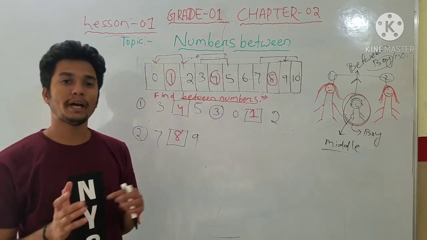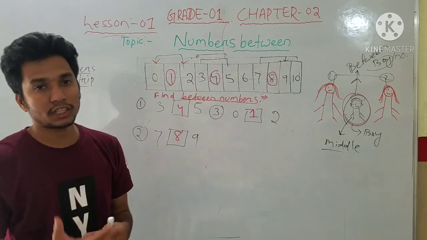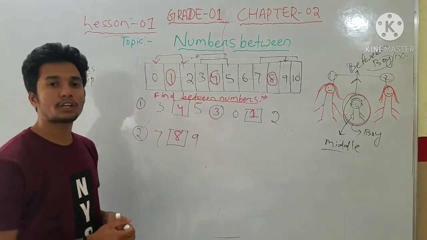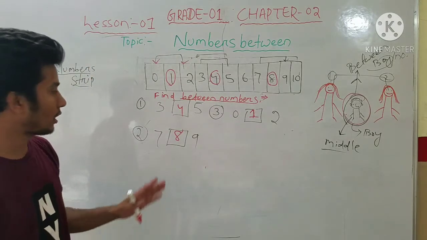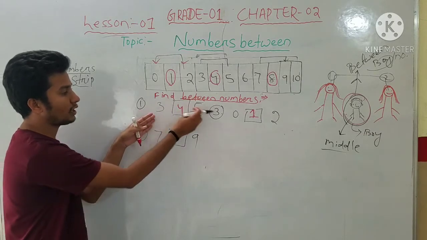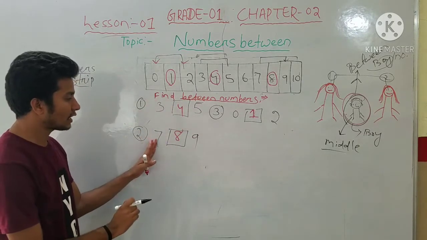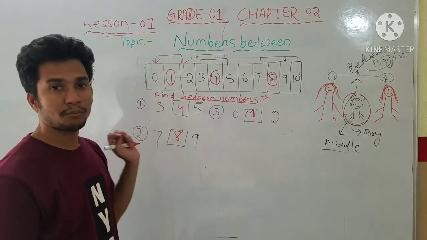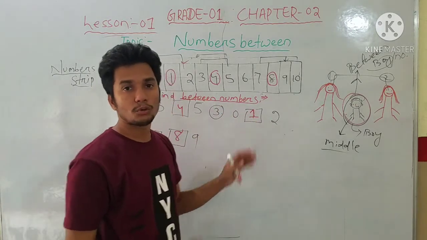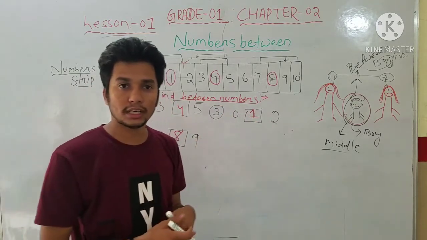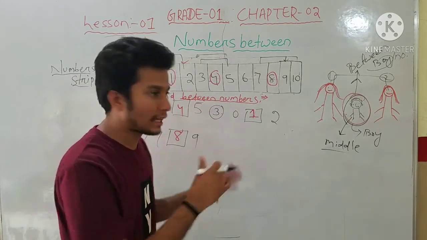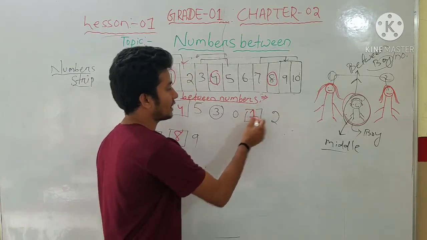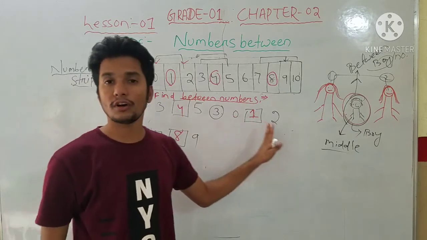Okay students, using a number strip, or by counting forward, we can identify the between numbers. Always you have to count forward from your left side. 3, 4, 5. So 4 is the correct answer. 7, 8, 9. So 8 is the correct answer, or 8 is the between number, or the middle number. 0, 1, 2. We are going forward by counting numbers. So 0, 1, 2. So 1 is the correct answer for the between number of 0 and 2.